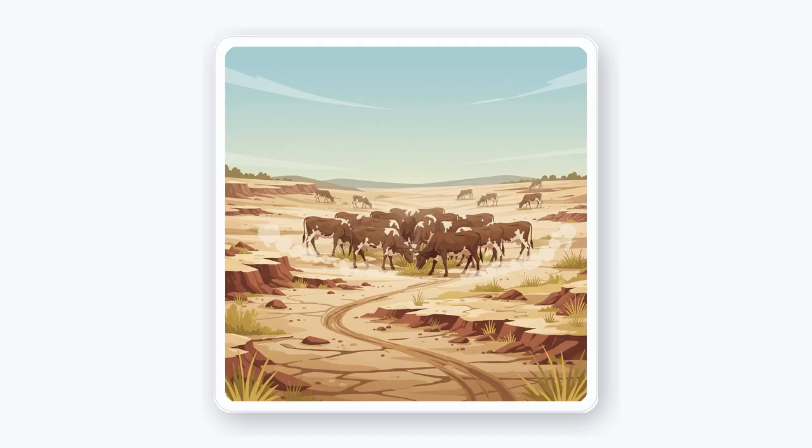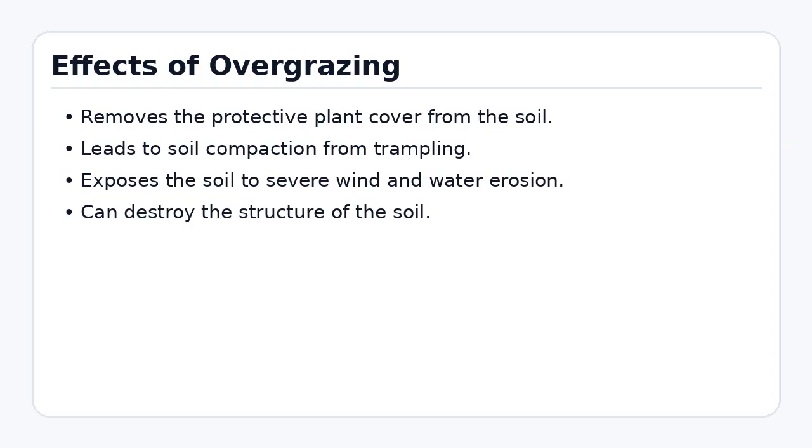Overgrazing happens when too many animals feed on a pasture, exceeding its carrying capacity. This removes the protective vegetation, compacts the soil, and leads to serious erosion, damaging the land for future growth.